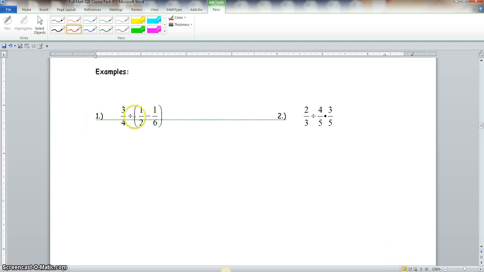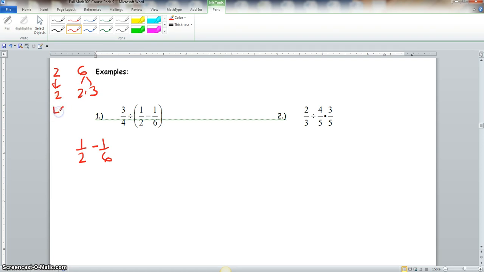Now, look at the operations we have. We have division, and we also have parentheses here. So we do what's in parentheses first. We will have 1/2 minus 1/6. So now we need to find a common denominator. So what we would do is the prime factorization of our denominators of 2 and 6. 2 is already prime, and 6 breaks down to 2 times 3.